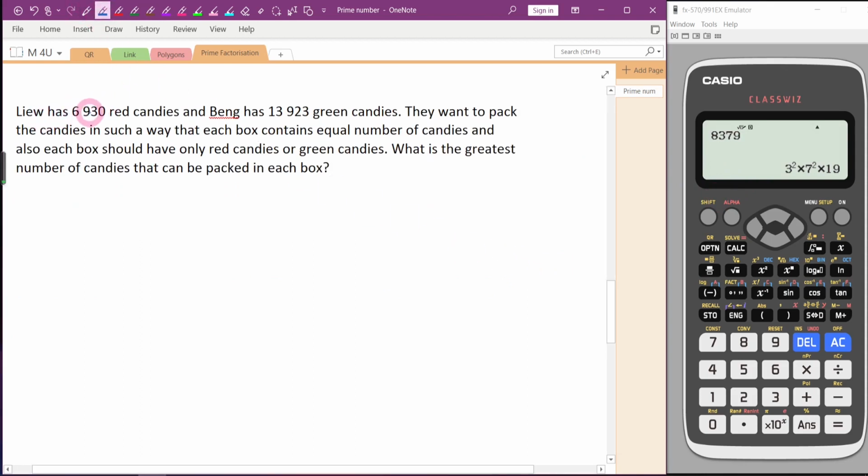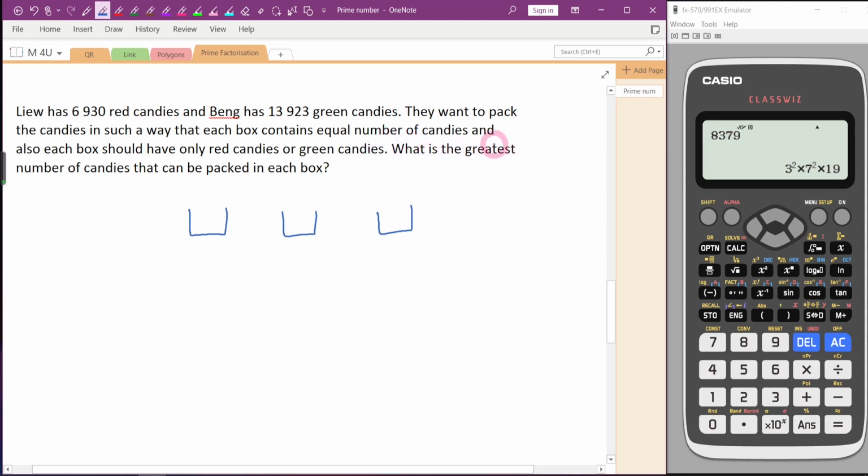Liu has 6,930 red candies and Bing has 13,923 green candies. They want to pack the candies in such a way that each box contains an equal number of candies. And also, each box should have only red candies or green candies, meaning that they cannot mix. One box can only have red candies or green candies, cannot mix red and green. And every box needs to have the same number of candies. That means if this is 12 candies, every box needs to have 12 candies.